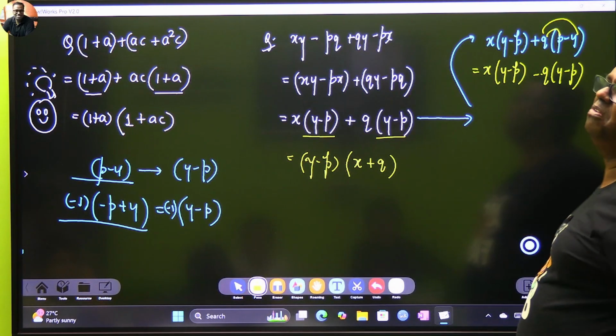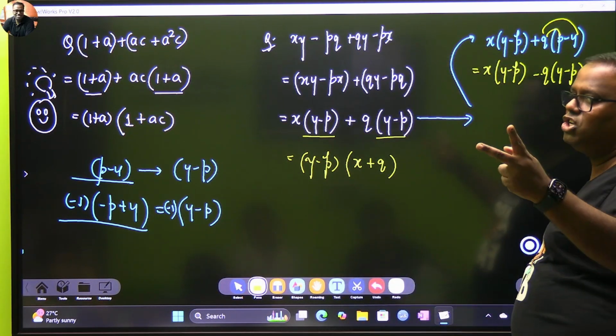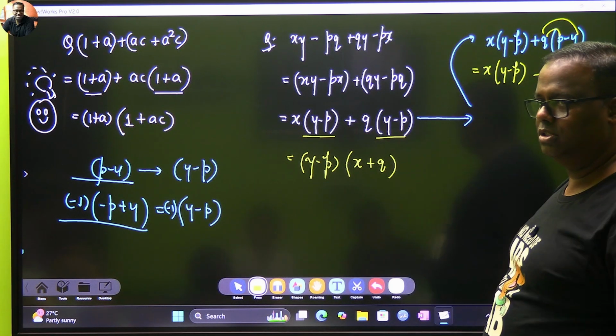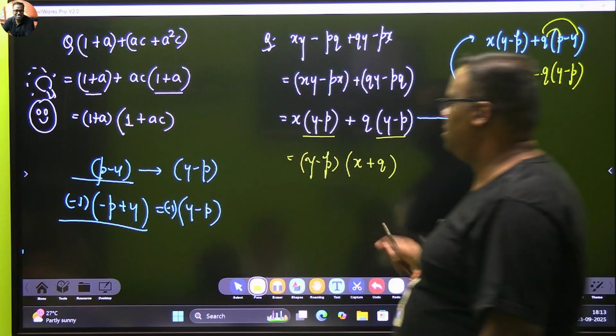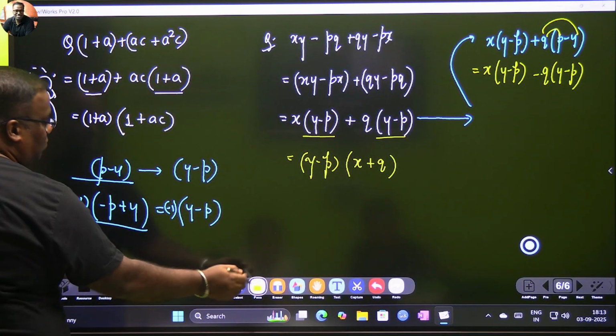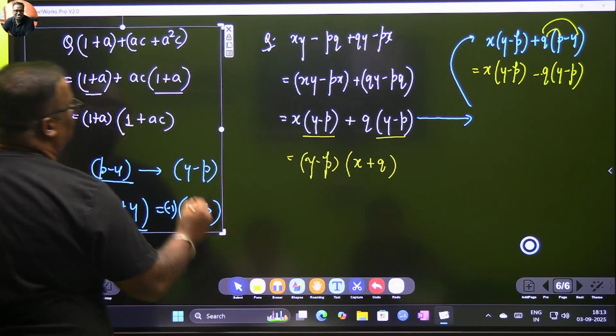A small idea is needed for this problem. Whenever you have Ram minus Shyam and you want Shyam minus Ram, take minus 1 out. Understood? But still we are not done. Wait. We need to check how to do this problem in another way. Let's make this small.